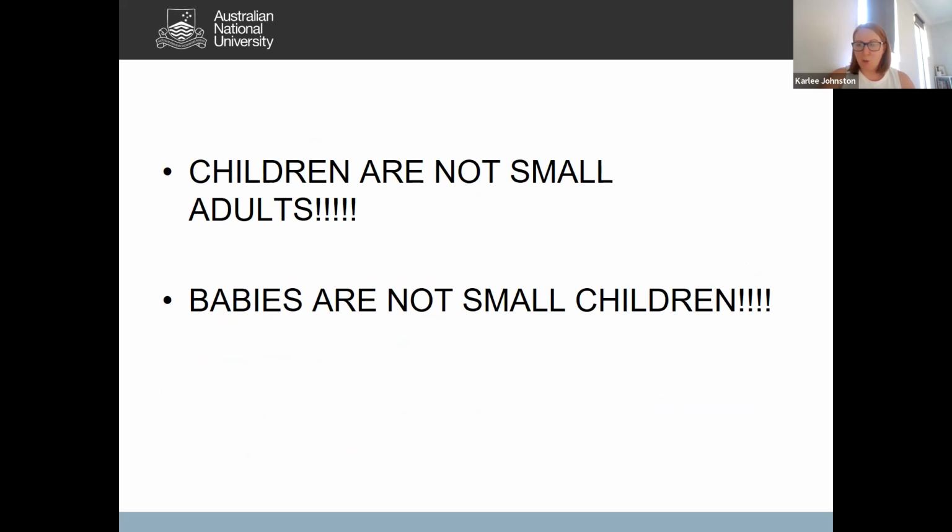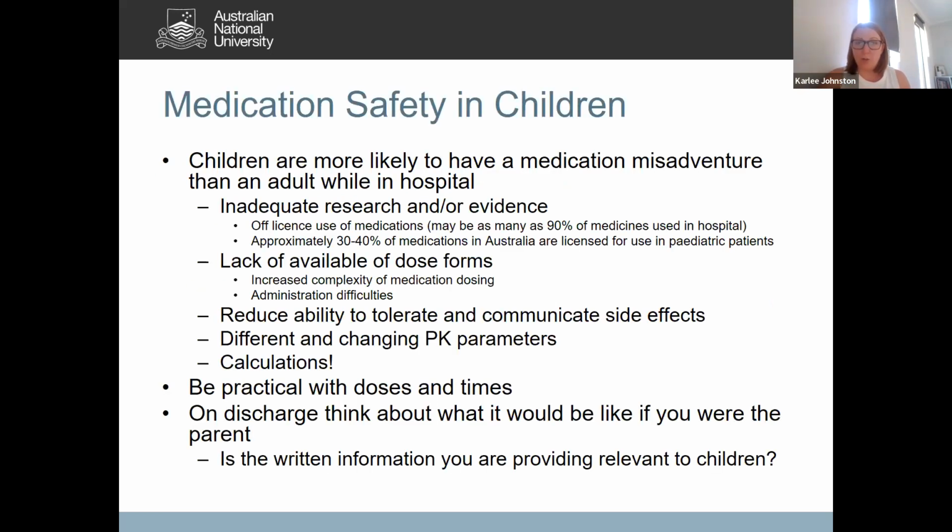So here's some very important general concepts. Children are not small adults. They are very different. Their bodies are different. Their pharmacokinetic processes are different. So you can't just give sort of half an adult dose to a paediatric patient. And on that same vein, babies are not just small children. So again, it's not just about making a smaller dose for a smaller person. Their pharmacokinetics are different, which we'll talk a little bit about.